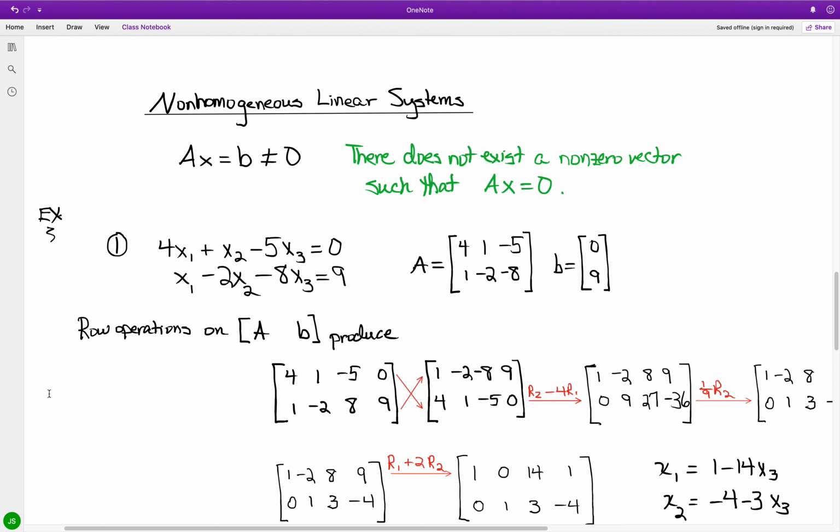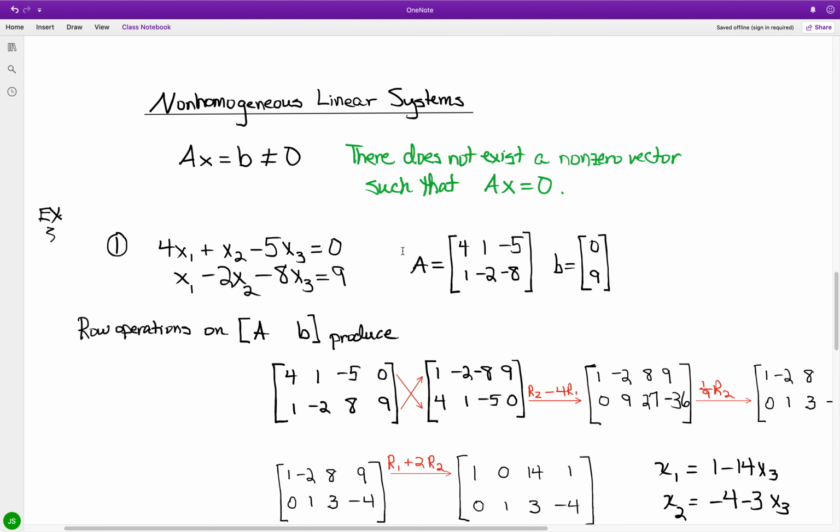Okay, continuing on. Earlier we had homogeneous linear systems, where b was equal to 0, and thus the equation was Ax = 0. For other types of systems, we're going to have non-homogeneous systems, where you have Ax = b, which this time is non-zero. This states that there does not exist a non-zero vector such that Ax = 0. And a case of a non-homogeneous linear system is the following.